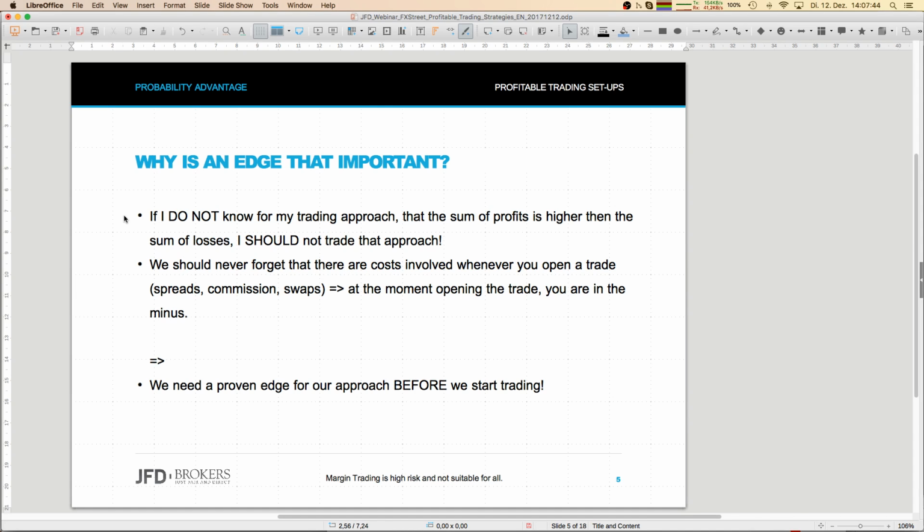Doing that, we have to keep in mind that we don't forget that with all trading activities there are costs involved. And costs involved means simply that we talk about spreads, we talk about commissions, we talk about swaps. Definitely JFD Brokers is offering fantastic trading conditions for you, but we have to really involve those costs in our trading approaches.